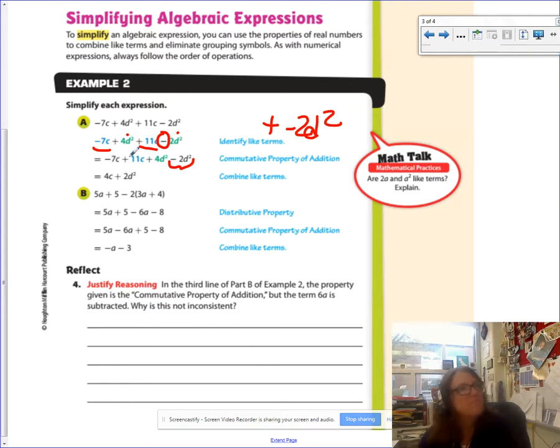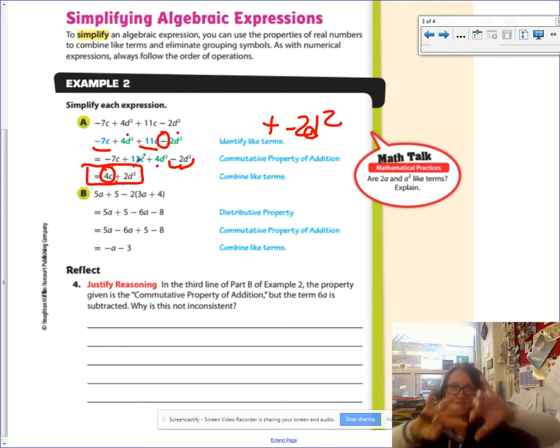It's all the same. Okay, combine your 2c terms into 4c. Combine your 2d squared terms into a positive 2. Now, you're done at this point because you have different variables. You can't do anything with the 4 and the 2. They're attached to two different kinds of terms, so you just have to leave them both separate.